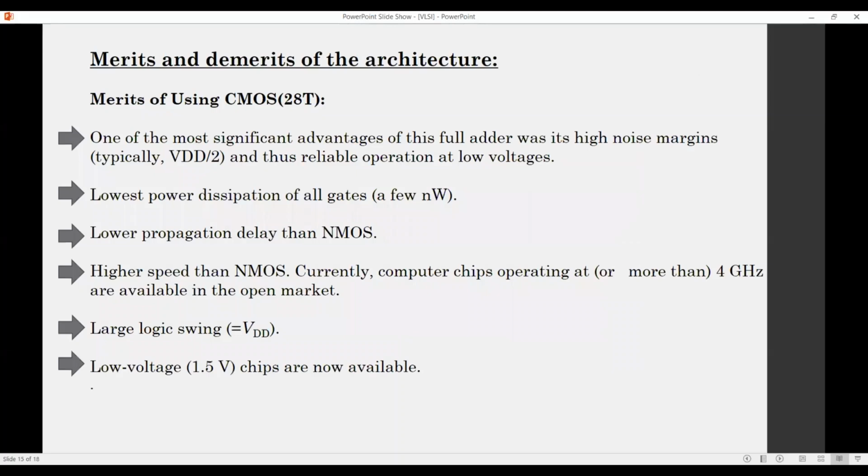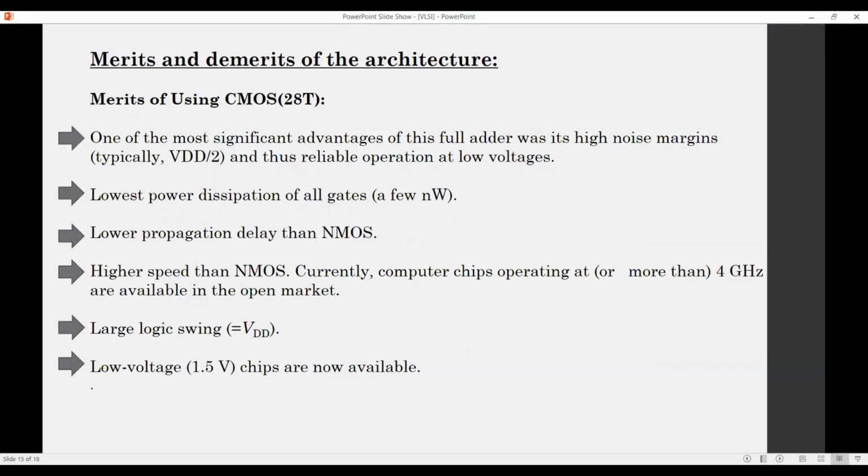Now I'm presenting the merits and demerits of the architecture using CMOS. The merits are: the most significant advantage of this full adder is its high noise margin, which is half of VDD, and thus reliable operation at low voltages. It has the lowest power dissipation of all gates. Besides, it creates lower propagation delay than NMOS. Thus, it has higher speed than NMOS.